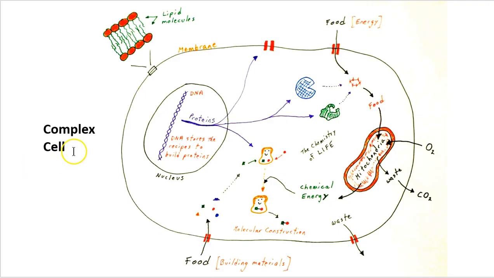So here we have a cartoon drawing of a complex cell. Now, you might, in looking at this diagram, notice a few familiar scenes. We've got proteins attacking glucose, ripping it apart. We've got proteins building things. We've got transport proteins on the membrane. We have DNA. So this looks a lot like the bacterium.